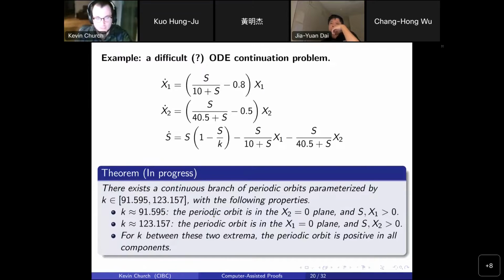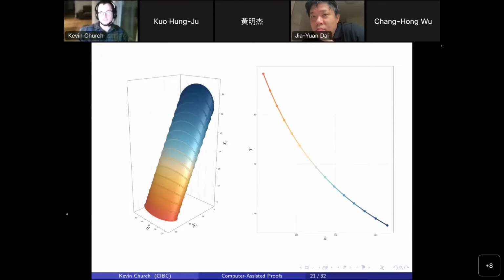So at the left endpoint, the periodic orbit lives in the x2 equal to 0 plane, and all the other variables are positive. At k roughly 123, the periodic orbit lives in the x1 equal to 0 plane, and all the other variables are positive. And in between, this is a biologically meaningful periodic orbit where every variable is positive. So this is what we are trying to prove, and I claim it is a difficult continuation problem, and so let's talk a little bit about that.